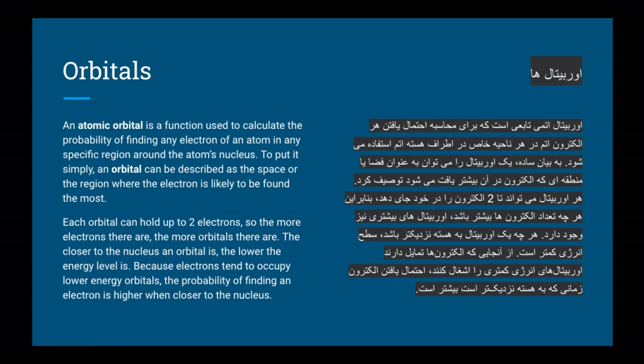The closer to the nucleus an orbital is, the lower the energy level is. Since electrons tend to occupy lower energy orbitals found closer to the nucleus, the probability of finding an electron is higher when closer to the nucleus.